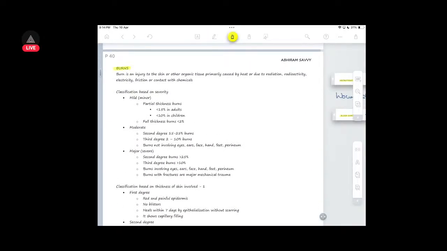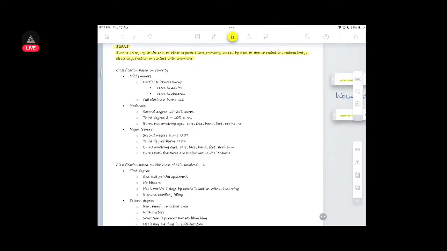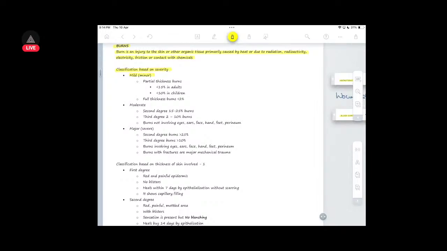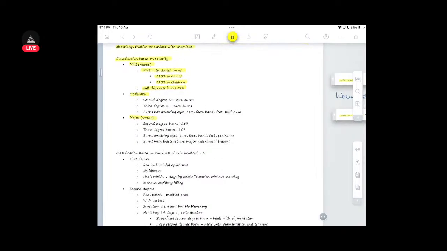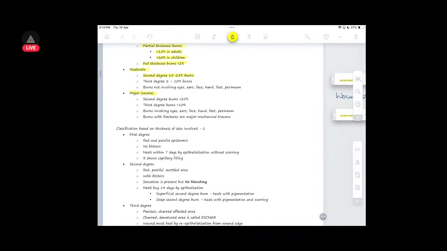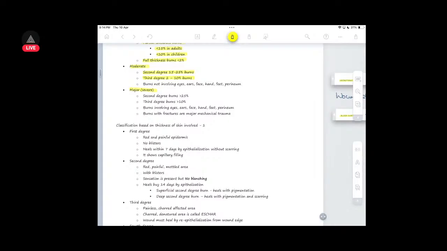Burns is injury to skin or other organs, primarily caused by heat or due to radiation, radioactivity, electricity, friction, or contact with chemicals. Classification is based on severity. We have mild, moderate, and severe. Mild, you have partial thickness burns less than 15%, less than 10% in children, and full thickness burns less than 2%. Then moderate, you have second degree, 15 to 25% burns. Third degree in 2 to 10% burns. Burns not involving eyes, ears, face, hand, feet, and perineum.